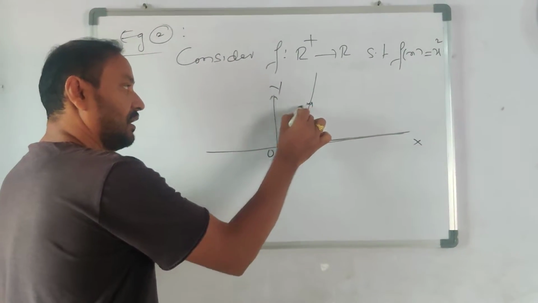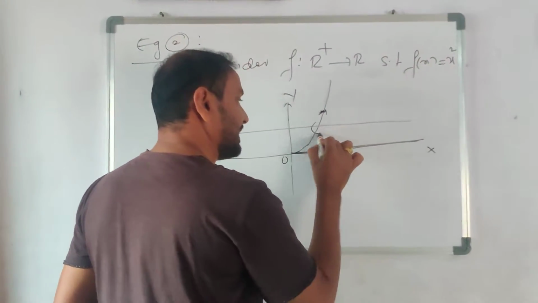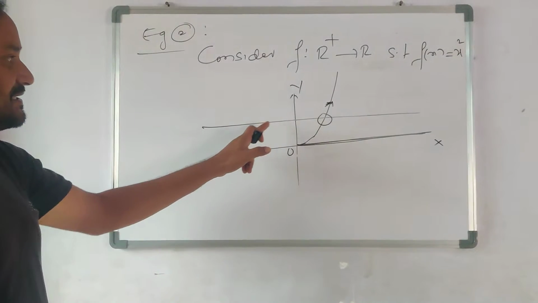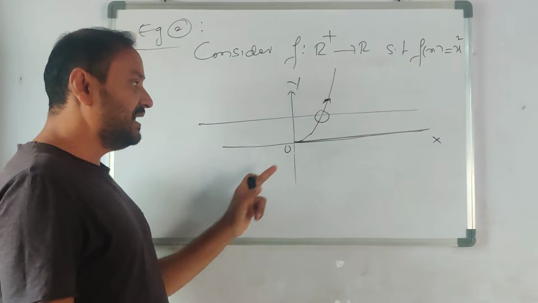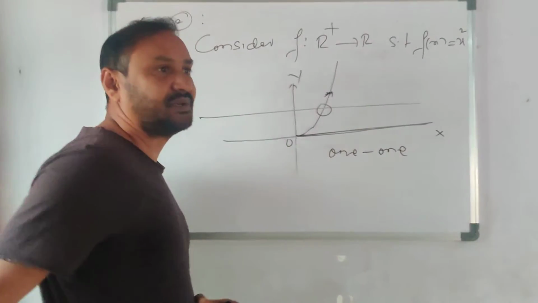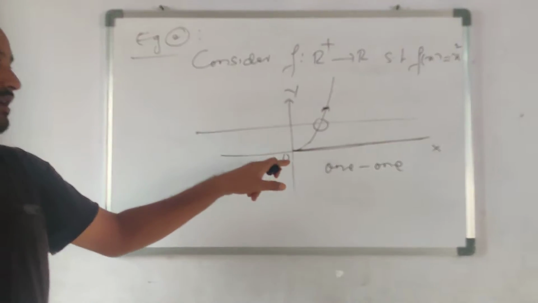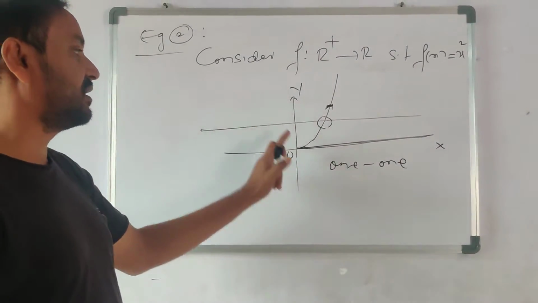Understand here? On this graph, you draw any line parallel to the x-axis. This line intersects the graph at only one point. So clearly it is one-one. According to the definition, if any line parallel to the x-axis intersects the graph at only one point, it is called one-one. So this is a one-one function.